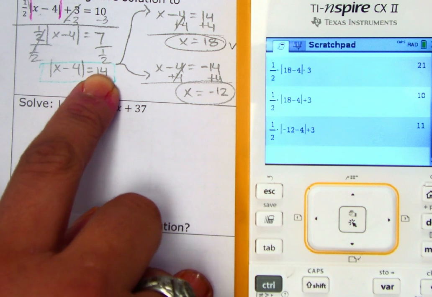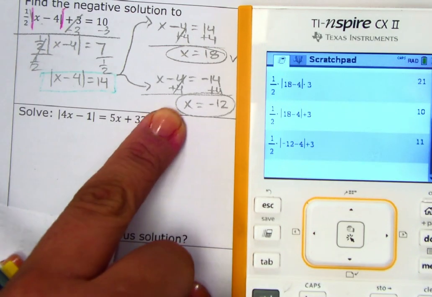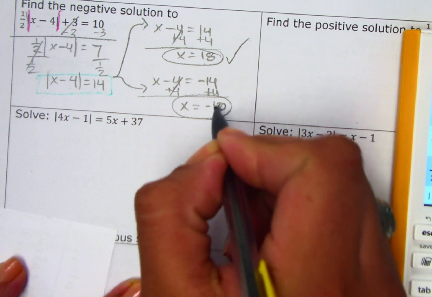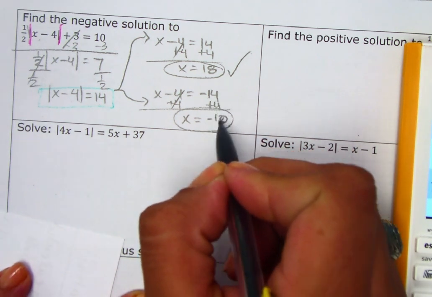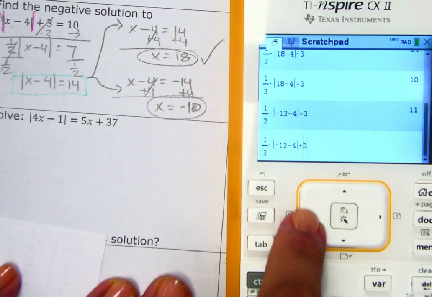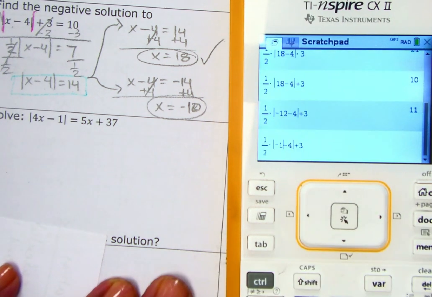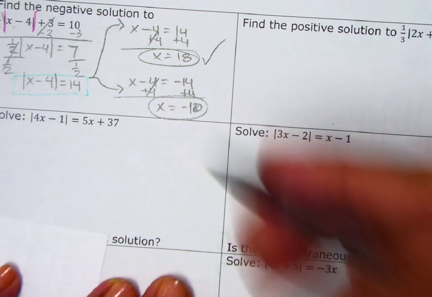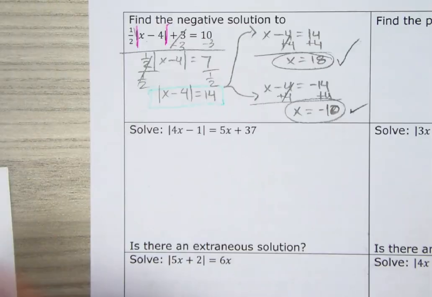Oh, my bad. This should be negative 10. Negative 14 plus 4, it's negative 10. See, caught my mistake. So I'm going to go back and edit and check. If I put negative 10 in there, yes, that gives me positive 10. Okay, so those two are the answers.